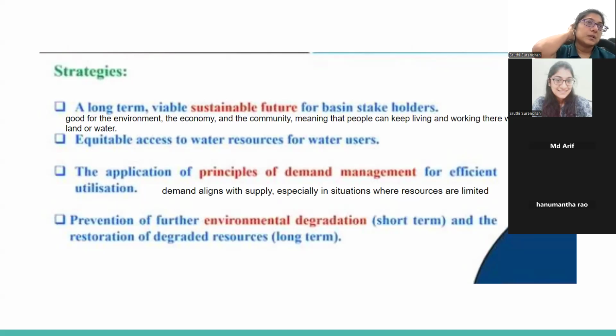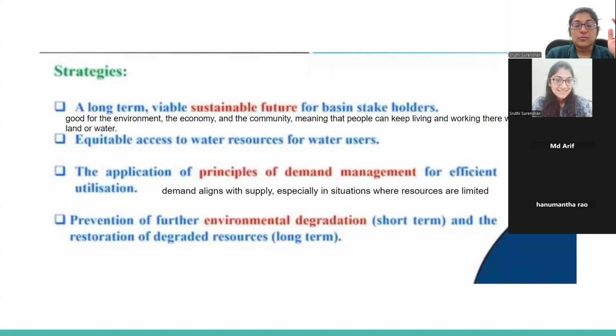So developing a strategy that is sustainable for whoever is using the water resource in that watershed is one strategy adopted in integrated watershed management. Not just usage, but improve the quality of life, improve the quality of the resource, improve the economics of the resource. Everything is involved in that. That is what is called making the water a viable, sustainable product for the future. Then another strategy is giving equal access to water resources for all of the users.